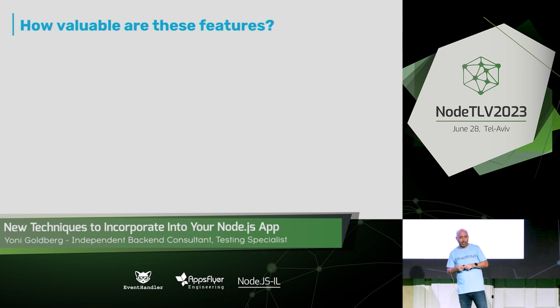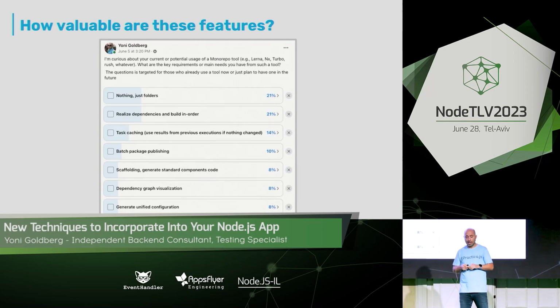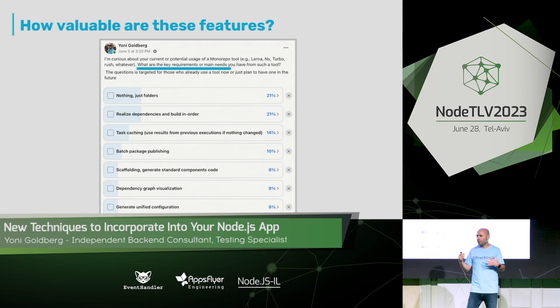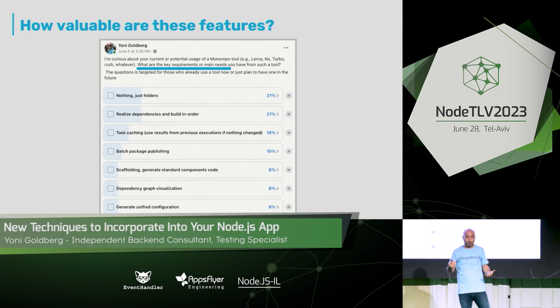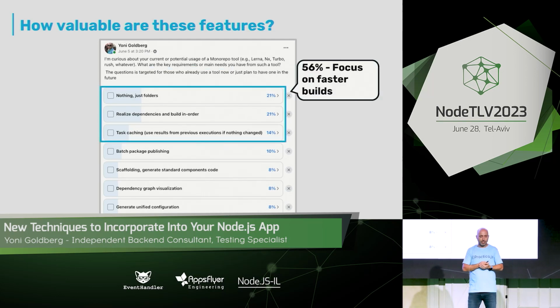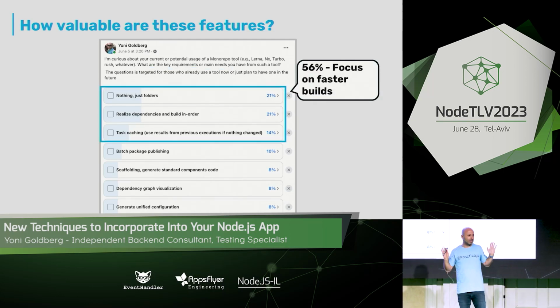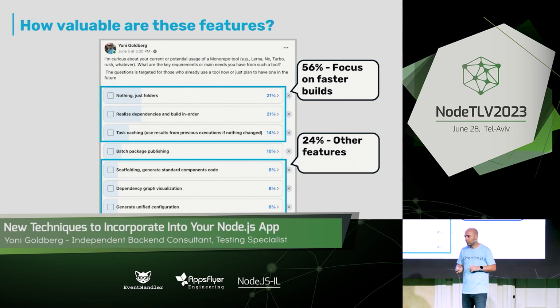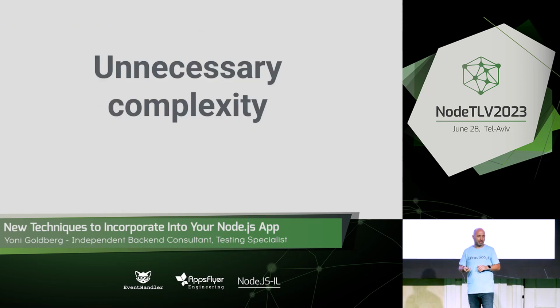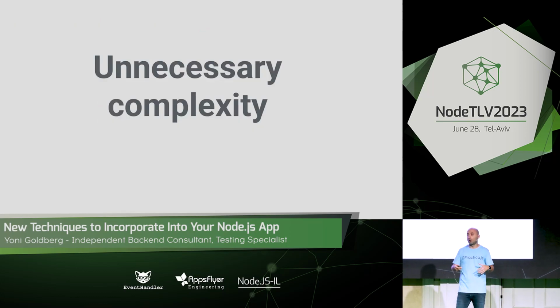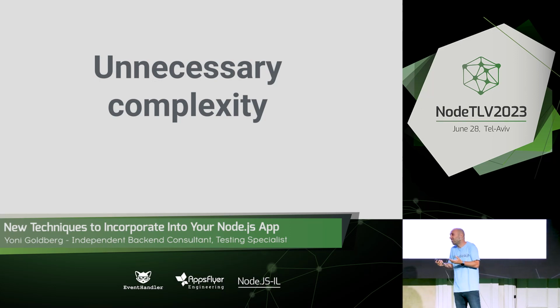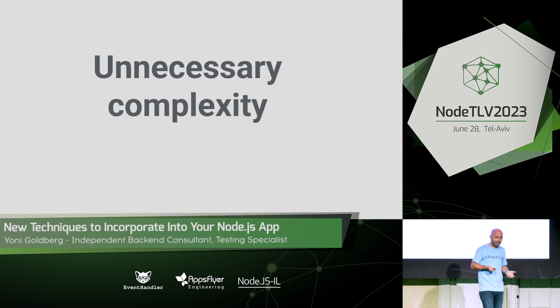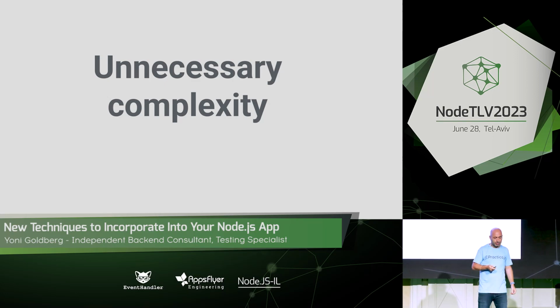Oh, really? So I checked in 4 different social networks and asked, hey, what are the main features that you need from a monorepo? And 56% answered, I just need build tooling or even less, or folders, that's it. Only 24% said, yeah, I need scaffolding. So isn't this an unnecessary complexity that we get so many moving parts for features that we don't necessarily need? And let me show you why it matters.